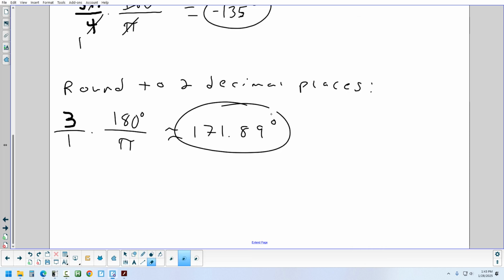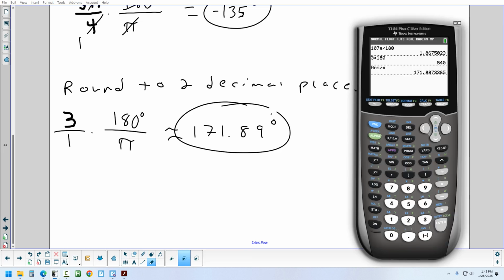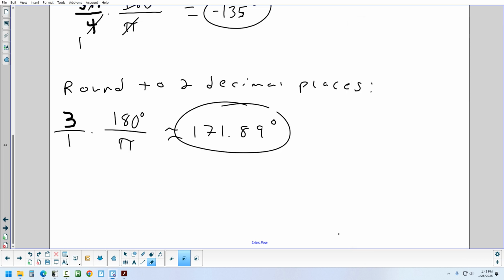Now, let's say that you didn't use the pi button. Let's use 3.14. And let's say I am going to grade it, for full credit, that you round properly. If you take 3 times 180, that's 540, divided by 3.14, you get 171.97. Okay, 171.97 and 171.89, they're not the same number. So there's a big difference. Make sure you use the pi button.